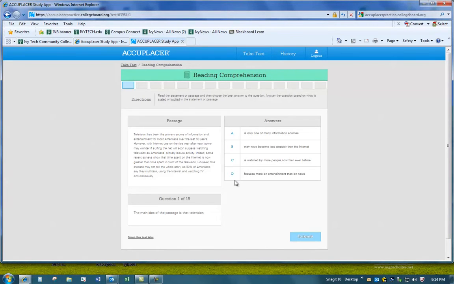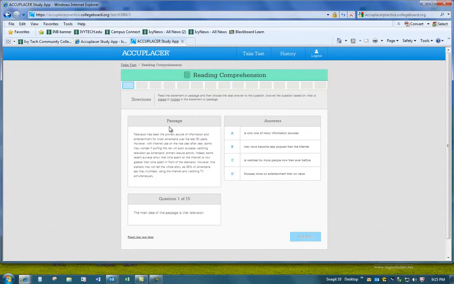You're going to have a passage, questions, and answers. You have directions at the top. It says to read the statement or passage, choose the best answer based on what is stated or implied in the statement or passage. So we have a question. Question 1 of 15. The main idea of the passage is that television. If you start by reading the question, which is what I recommend, then you know exactly what it is you're reading to find out.